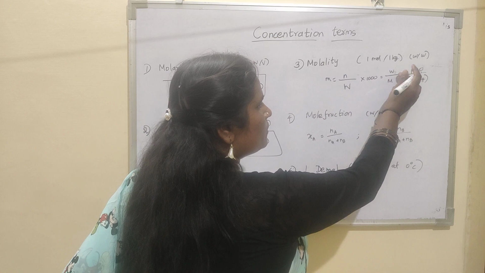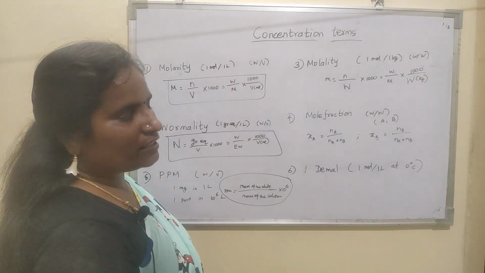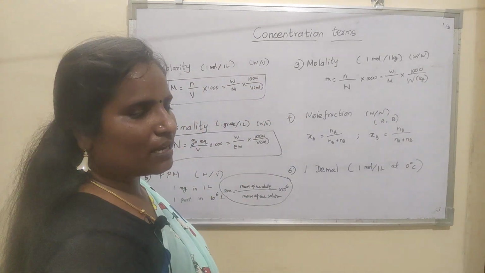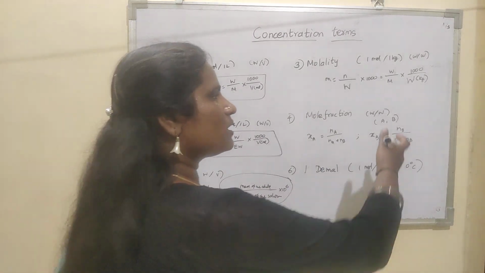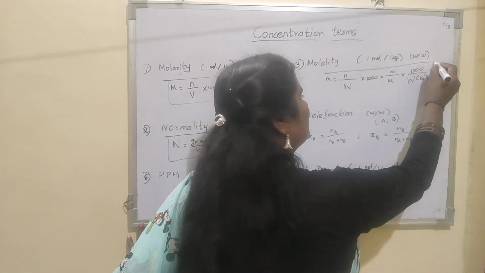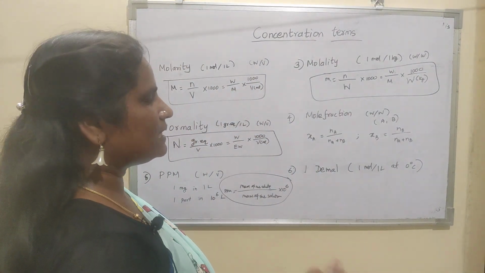Here the small w is the weight of the given solute, capital M is the molecular weight of the solute, and the capital W is the weight of the solvent. That we always take as 1 kilogram, or if some other kilogram is given, for 1 kilogram you can use this formula and get the molality of the solution for the given details.